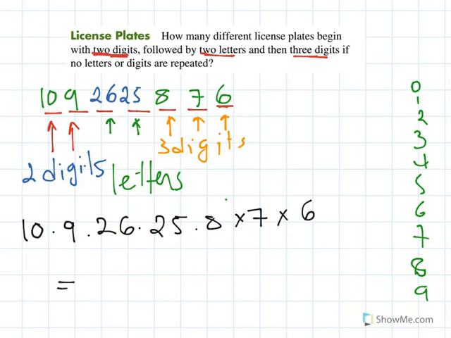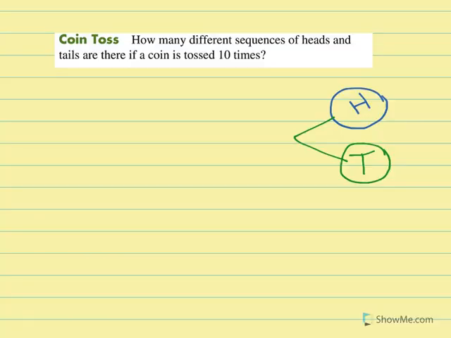And if you do this with a calculator, of course, you're going to get 19,656,000 different license plates. That's a lot of license plates that can be generated using this pattern. And of course, if you add in color, you're going to get even more than that. So this is just one way to generate license plates.